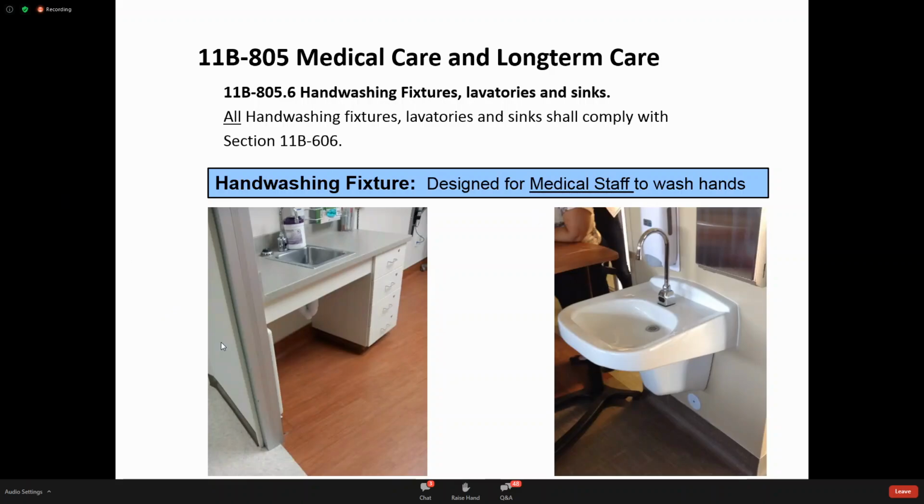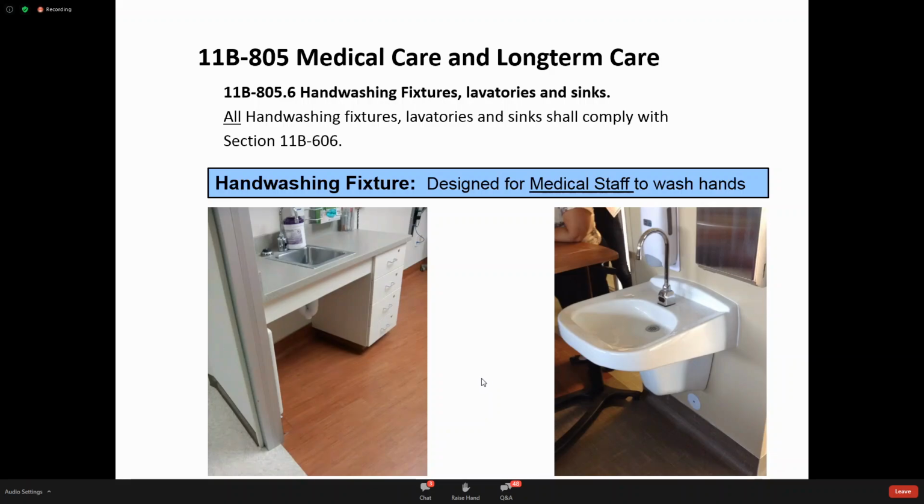Now, every now and then we get into a debate over these things. It is conceivable, and people do it all the time, that the patients and the patients' families may actually use it, but it's designed for medical staff. The purpose of it is truly a medical thing. In any case, OSHPD holds the hand washing fixture to a lavatory standard.